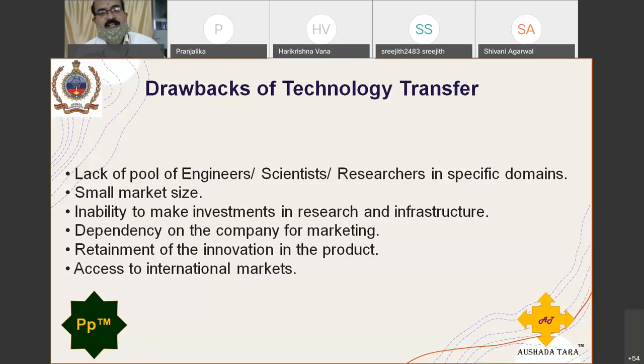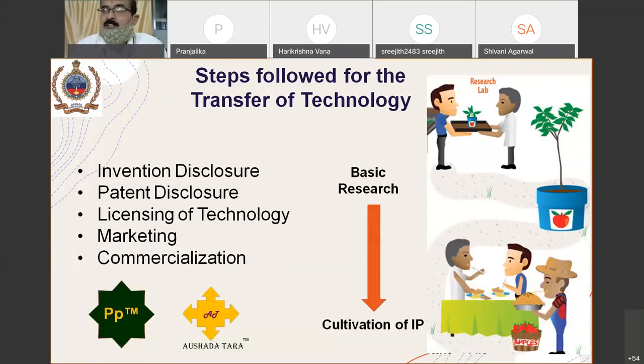And also the retainment of innovation. At one stage, what happened? They were asking me too many questions. I was not able to restrict my knowledge. I should give them. If you look at the previous slide, invention disclosure should be very honest. I said that 5 times. Why? Because, to be very honest, I was not very honest. I was reluctant in giving some information to the company.